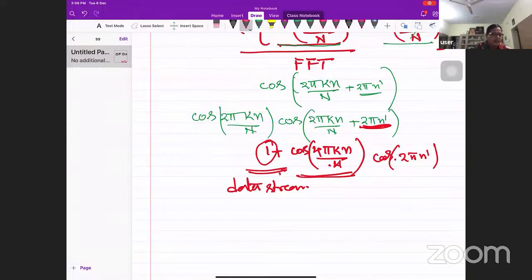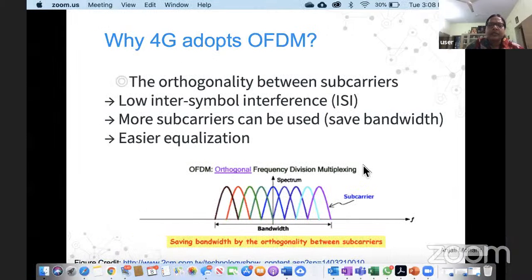To avoid this major synchronization issue in OFDM, we are proposing a new scheme.